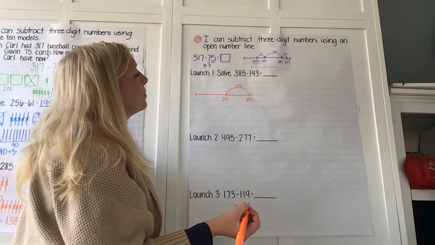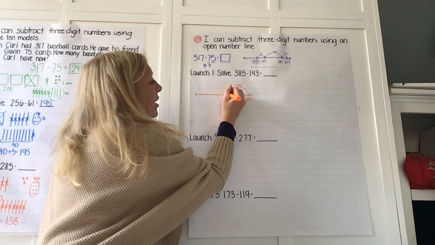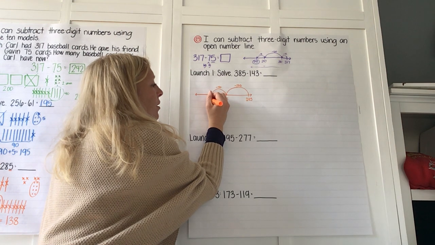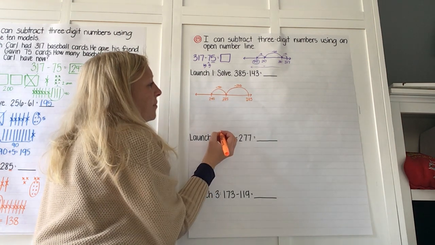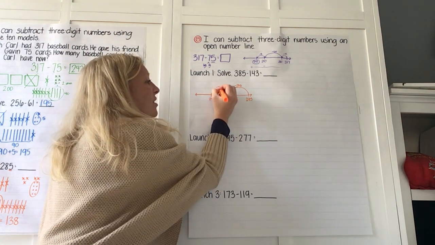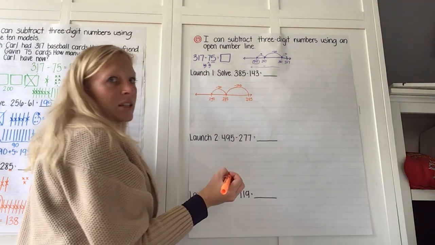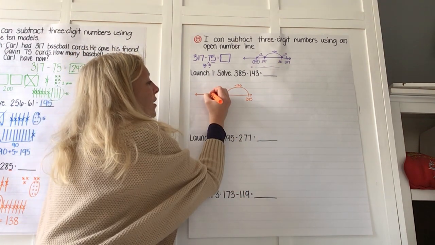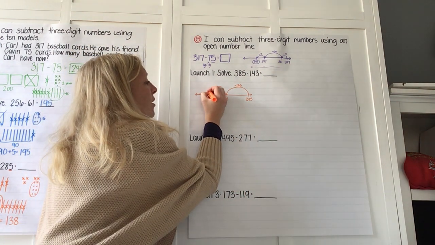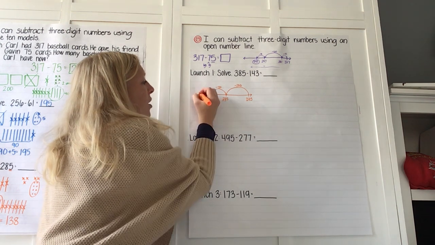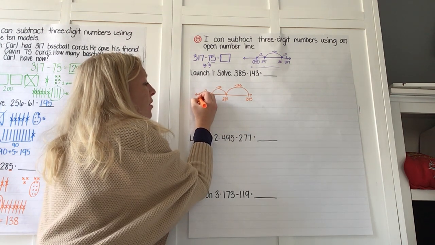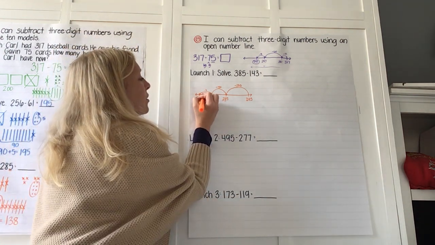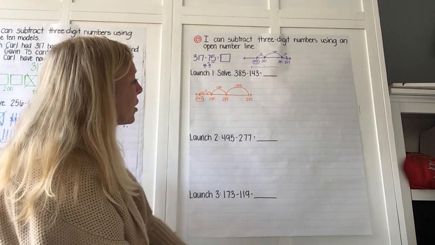Then what? Right? So when you take away 40, what do you get? What place changed this time? Your tens, take away your tens, equal your tens. Oh. And then what are you going to do? Take away your 3. 1, 2, 3. And where do you land then? 242.